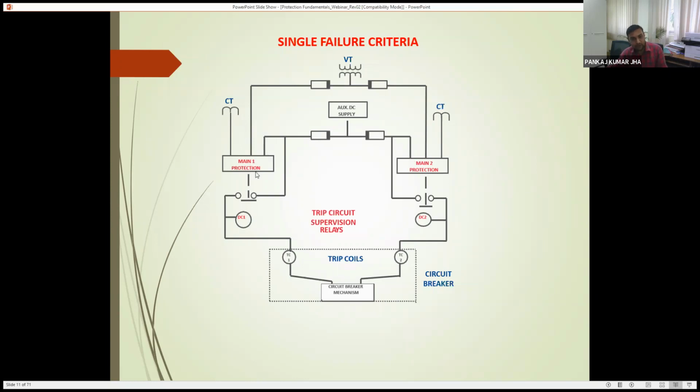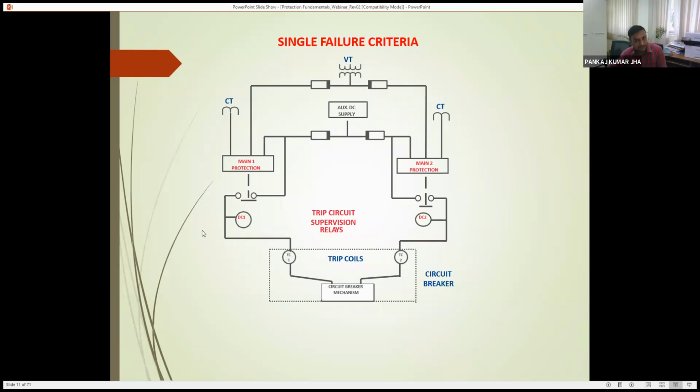Likewise, after the operation of the Main 1 protection, it should energize the tripping coil of the circuit breaker, and we must have two trip coils so that in case one trip coil fails to energize, or if there is any problem in this path, the fault must be isolated through the other path. So this is one trip coil, Trip Coil 1, suppose it is energized through DC1.